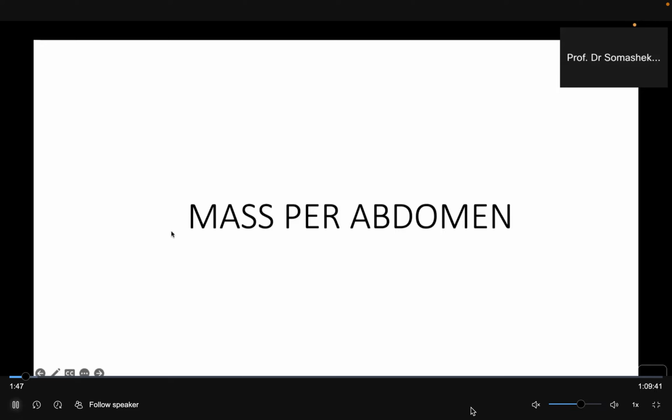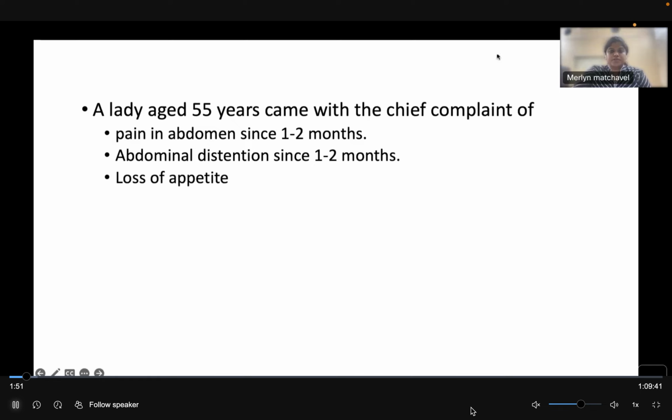Good morning, everyone. I'll be presenting a case about a mass per abdomen. So my patient is a lady, age 55, who came with a chief complaint of pain in abdomen since the last 1 to 2 months. It was associated with abdominal distension and loss of appetite.